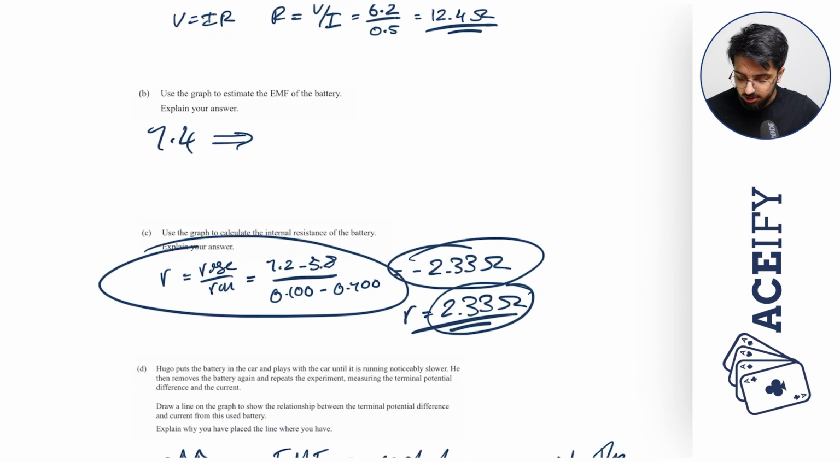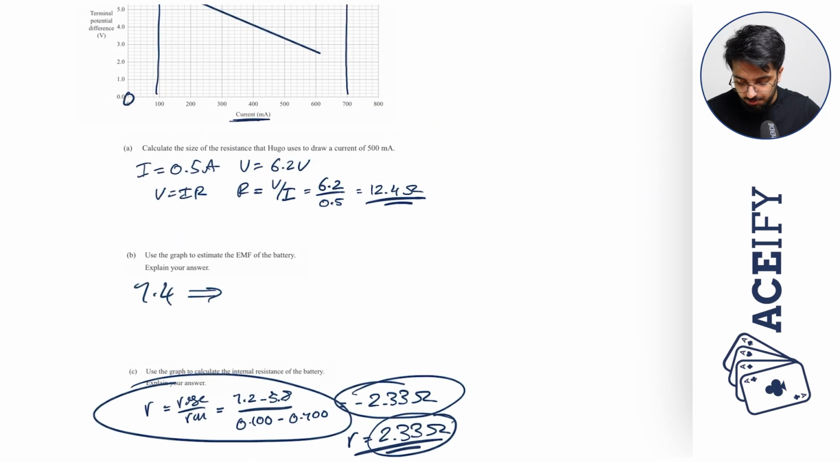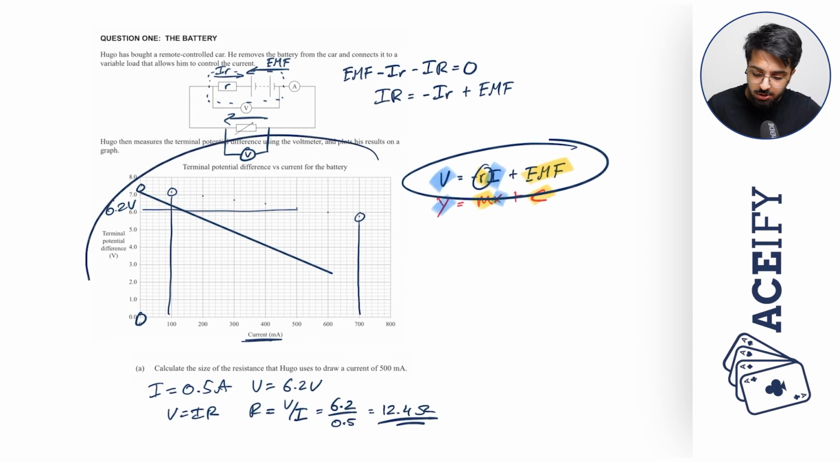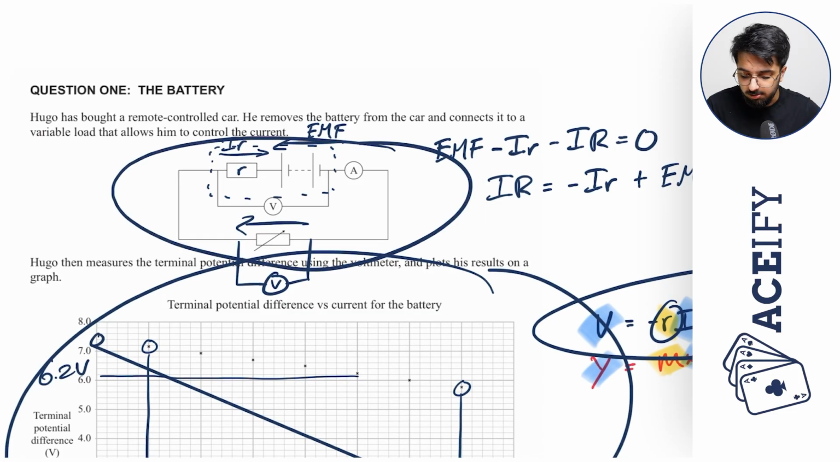And so that is it for this question, alright? As you can see, this is a nice question that applies a lot of the concepts for internal resistance, especially when it comes to this situation of plotting voltage over current and using this circuit right here, alright?